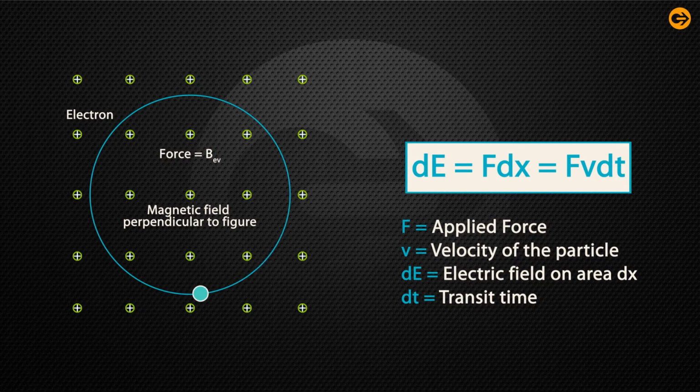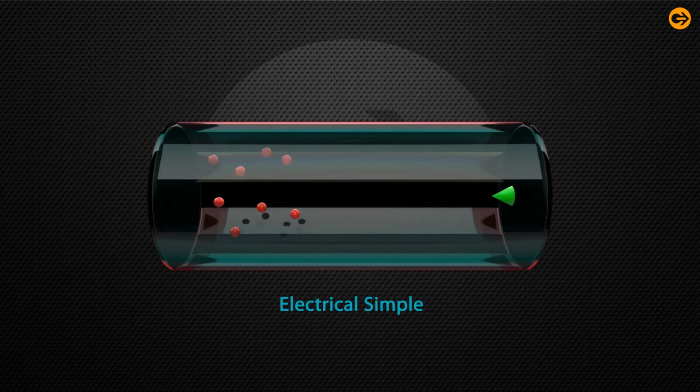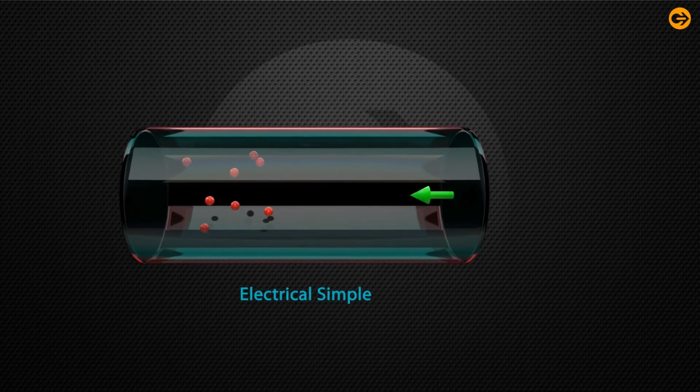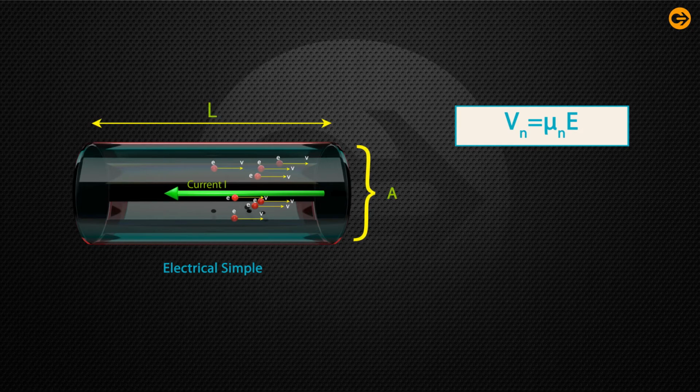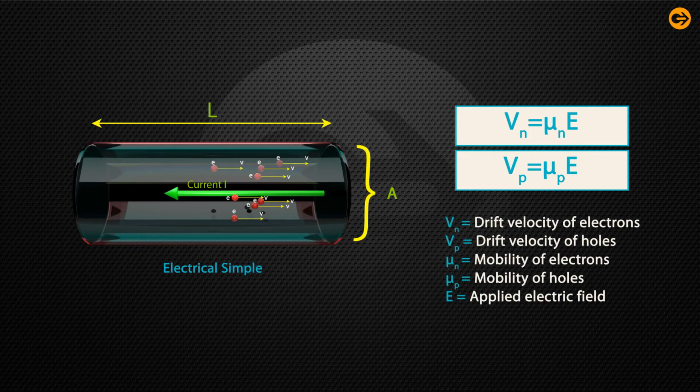These are drift velocity. Drift velocity of electrons is given by Vn is equal to mu n E. The drift velocity of holes is given by Vp is equal to mu p E, where Vn is drift velocity of electrons, Vp is drift velocity of holes, mu n is mobility of electrons, mu p is mobility of holes, and E is the applied electric field.